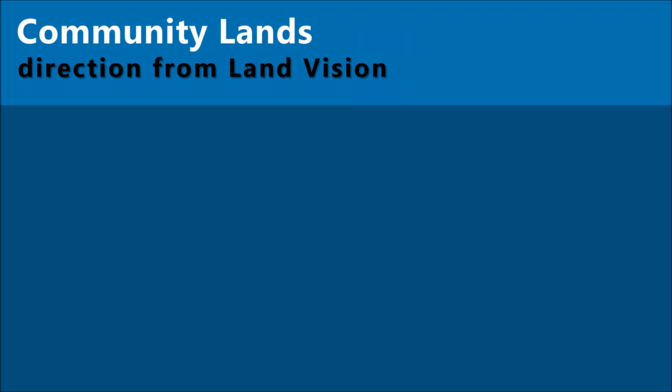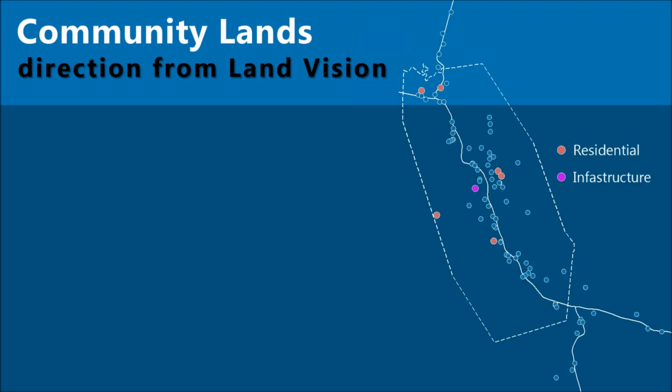So in 2017, Kwalndun completed a traditional territory land vision, and this was a piece of work done in conjunction with the Kwalndun community, and it provided a high-level guiding vision for the planning, management, and use of Kwalndun's lands within its entire traditional territory. And there was direction coming out of that project which spoke to how the community lands were to be used, specifically for residential and infrastructure needs.